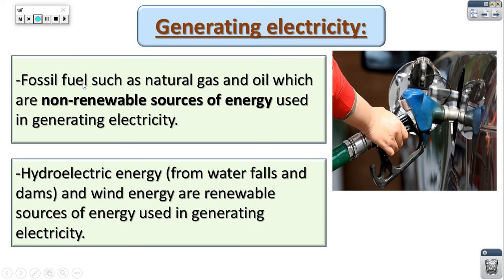Fossil fuels such as natural gas, oil or gasoline, and coal are non-renewable resources of energy that are used to generate electricity in the electric power station.